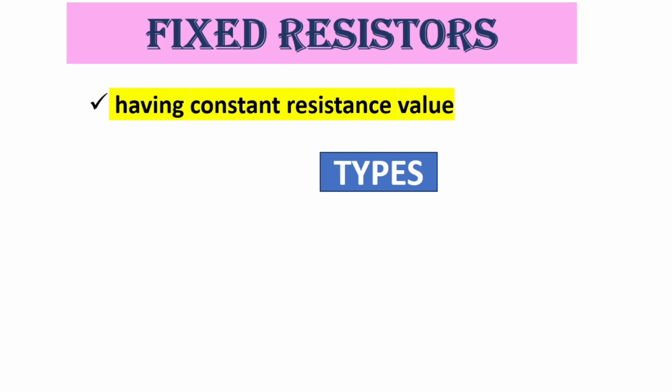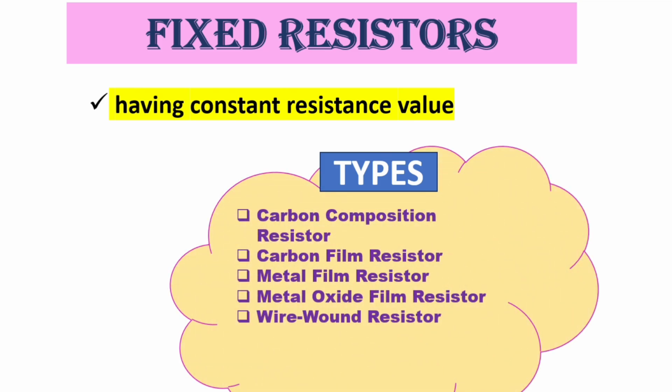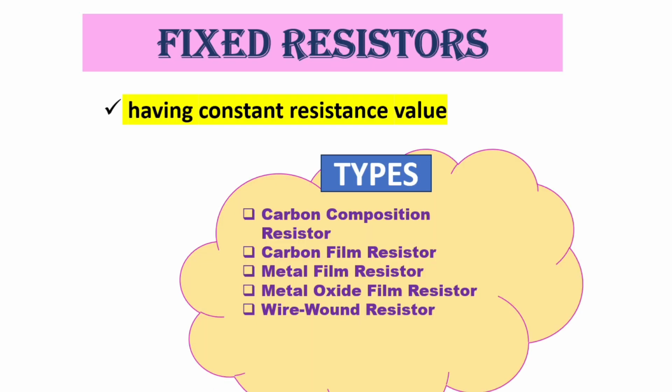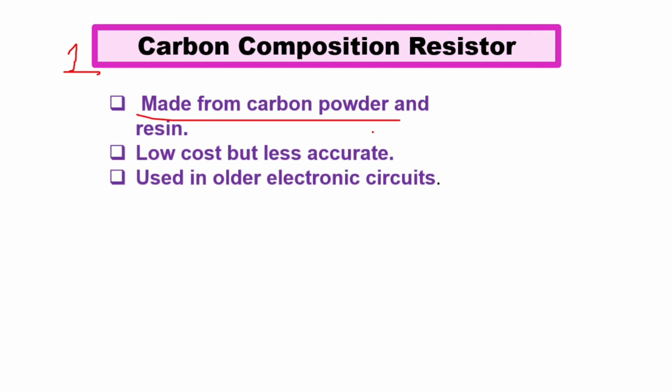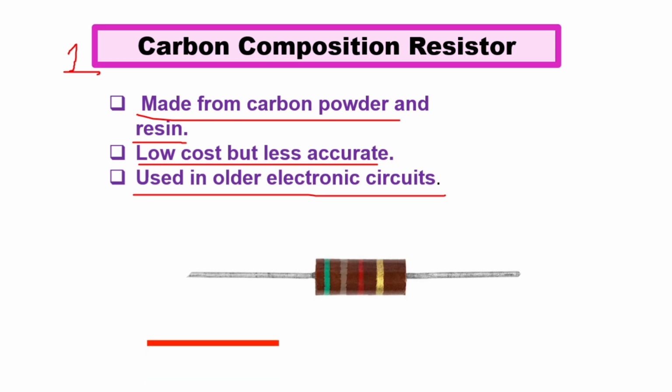Fixed resistors have a constant resistance value, so their resistance cannot be adjusted. The five common types are carbon composition, carbon film, metal film, metal oxide film, and wire wound resistors. First is the carbon composition resistor. It is made from carbon powder and resin. It is low cost but less accurate, and it is mainly used in older electronic circuits.